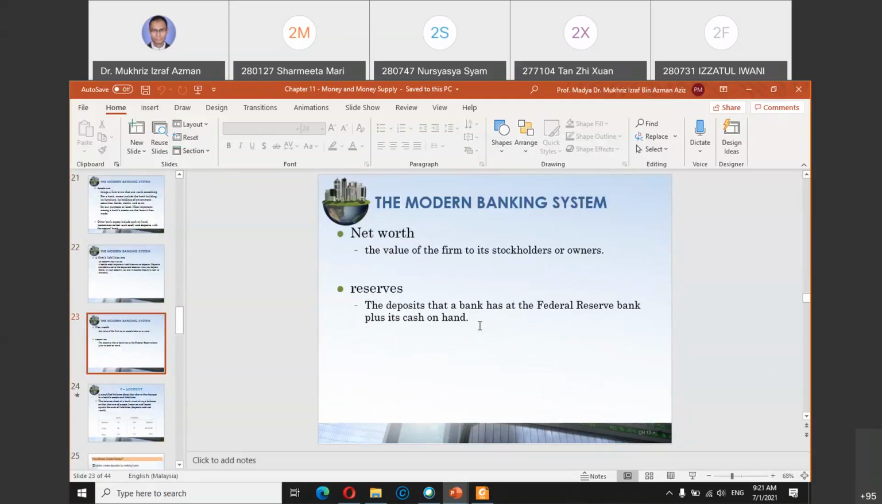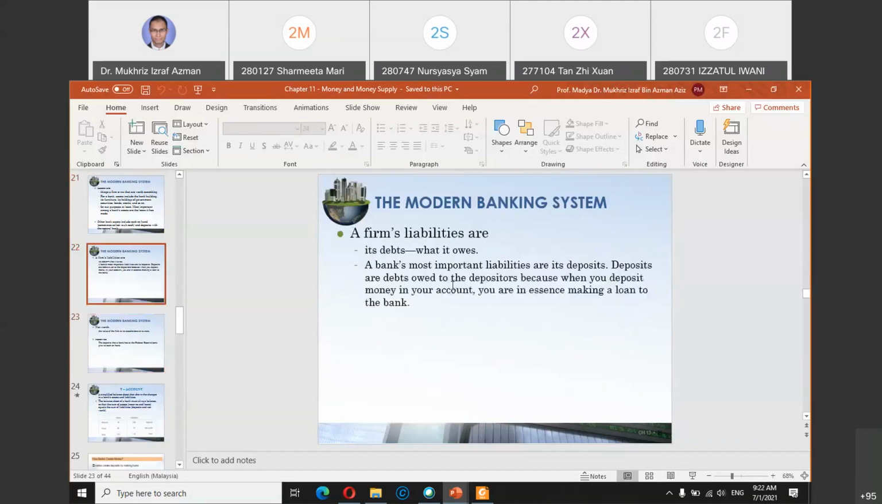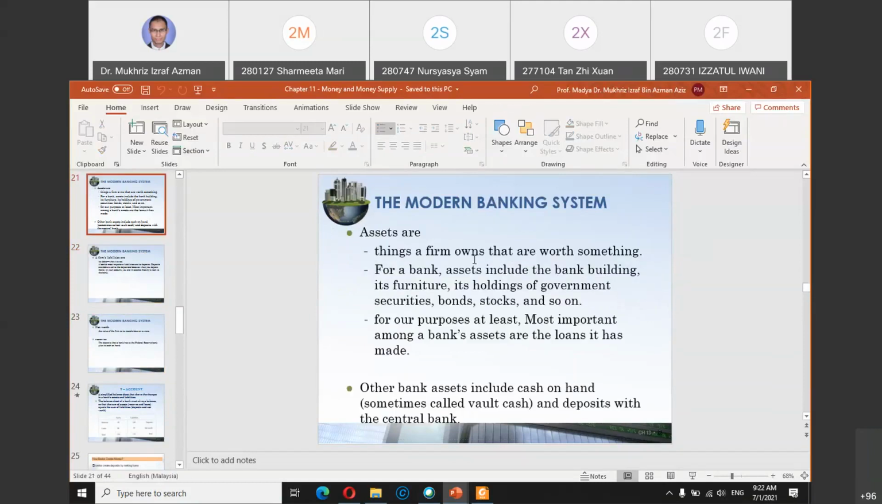And then, as I mentioned just now, the firm's assets are things they own. But liabilities, from the bank's perspective, your deposit becomes the bank's liability, the deposits. So these are the bank liabilities. Assets are things that are owned directly by the bank, not from deposits, such as holdings of government securities. Sometimes the government needs to borrow money from the bank.